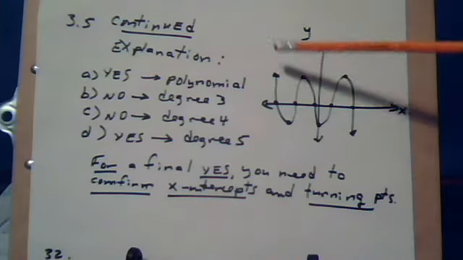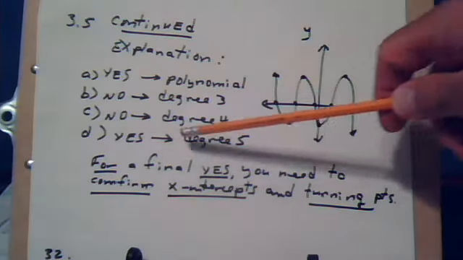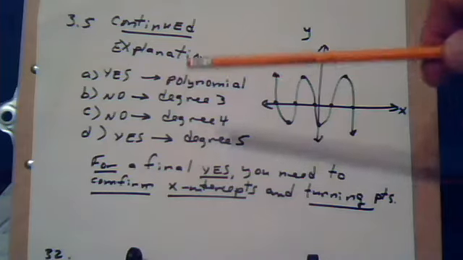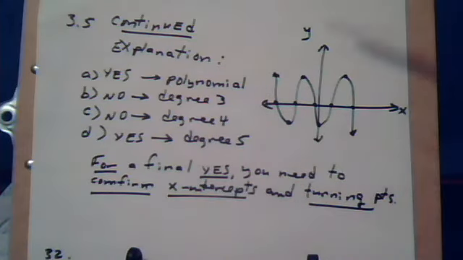So this is a summary of what we just said. For a final yes, you need to confirm the number of x-intercepts and the number of turning points.